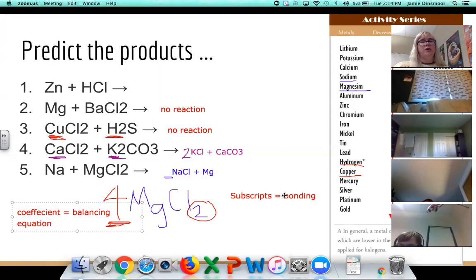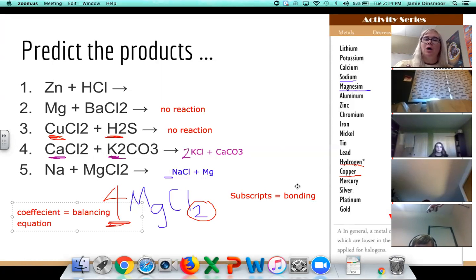Once your subscripts are figured out from your bonding, you don't change those, right? I would never change this 3 because this is telling me there are 3 oxygens part of that carbonate molecule. I can't change those, otherwise I change the entire compound. What I can do though is change the coefficient, which would tell me how many of those carbonate molecules there are.